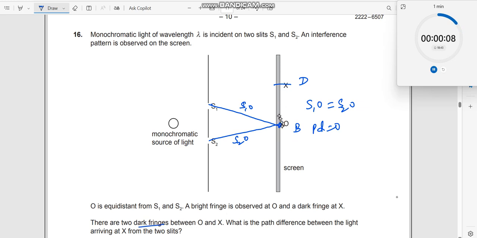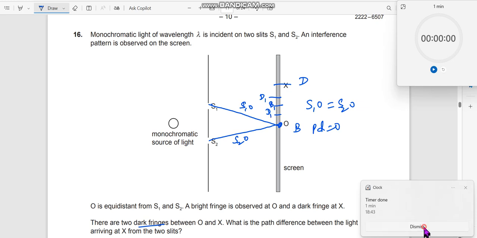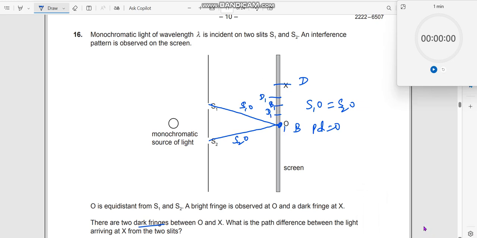Two dark fringes, okay? Let me do one thing. This is bright. After bright, you should get one dark here. Let me call this D1. Then again you should have a bright one, then again a dark one. Let me first call this B1, so this should be D1, this is B2, this is D2. Now I have accounted for this one.